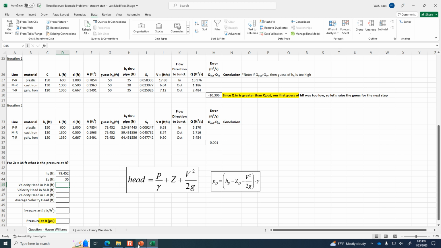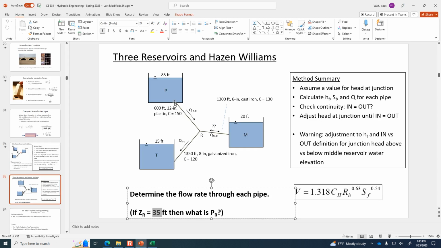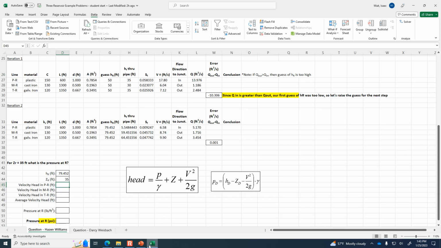Water is flowing through three different pipes: a large diameter pipe, a small diameter pipe, and a medium diameter pipe. At this junction at R, there is some energy tied up as a velocity head. I'm going to find the average velocity head and just assume that that's it. So I need to find the velocity head through pipe PR.